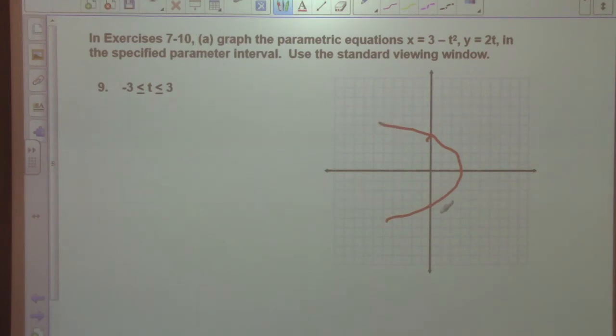And then the direction of time is like this. As time increases, that's what it looks like. So just some exercises there.